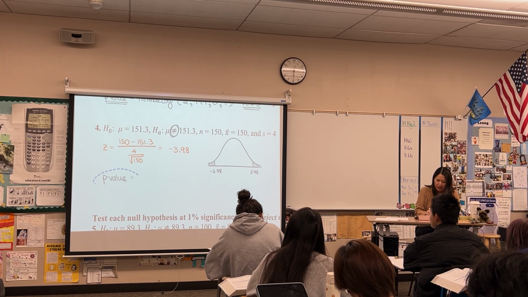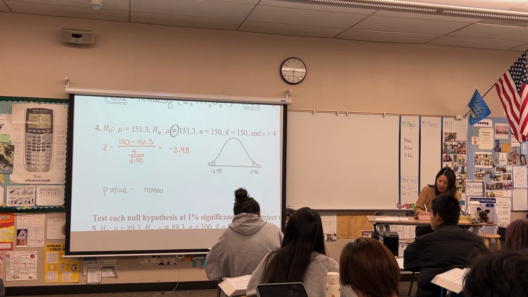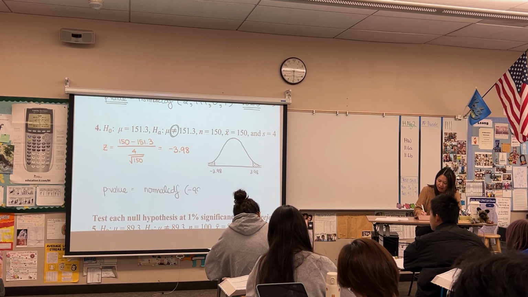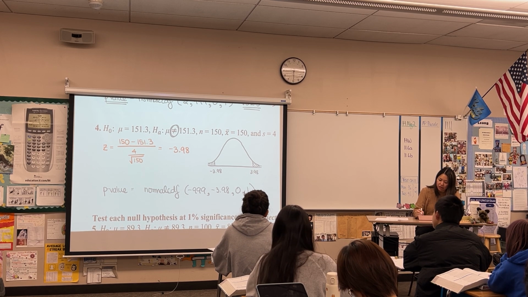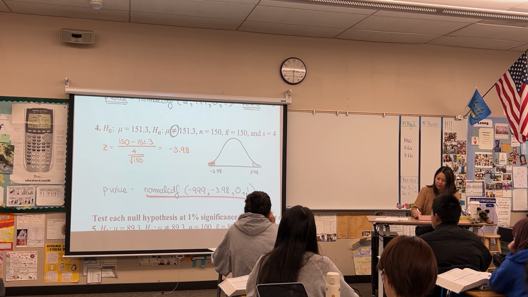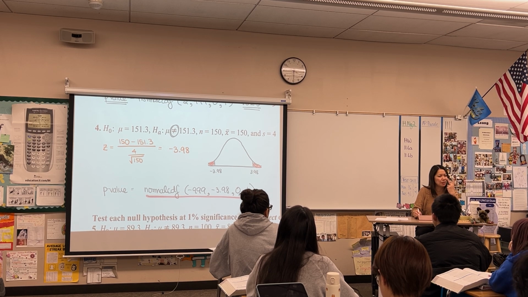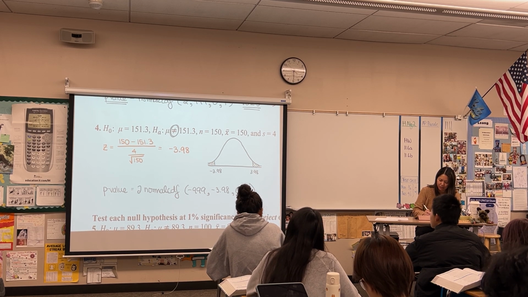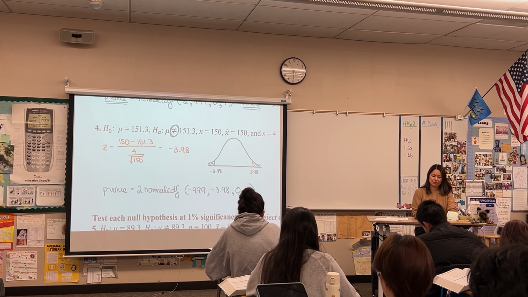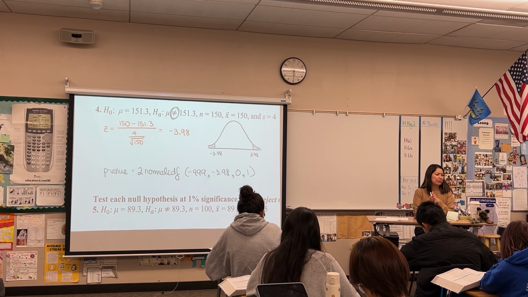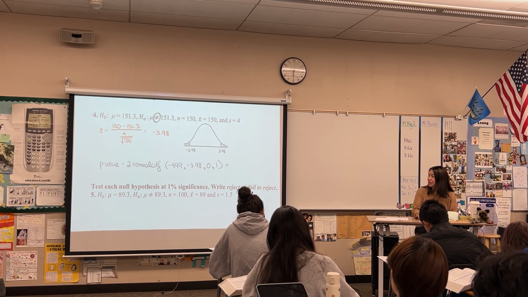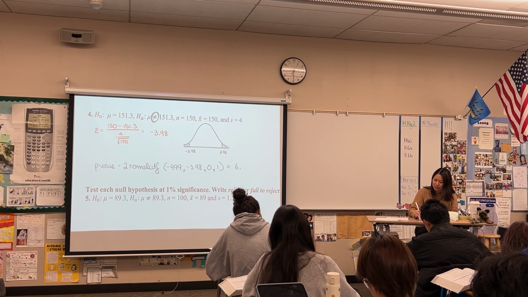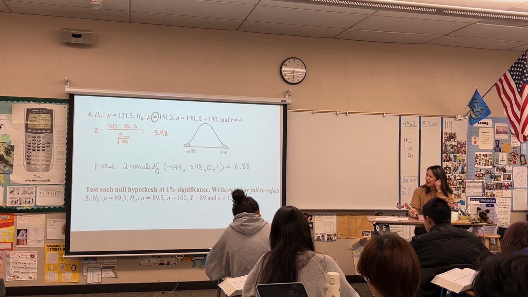So how do I find that? Different ways to do it. If you were just to do normal CDF with negative 999 to negative 3.98, what would you just need to do to this answer to get both of these? Double it. Yeah, it's the same area, so just double it. Okay. And then you have both. Okay. And if you were to type that into your calculator, you would see like 6.88 something something something.